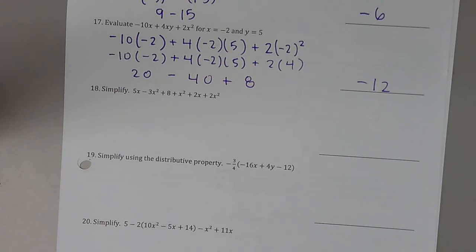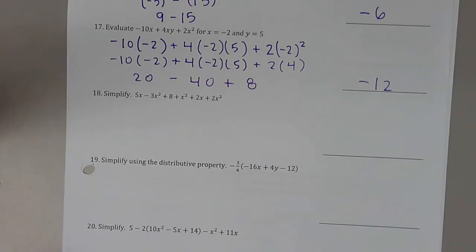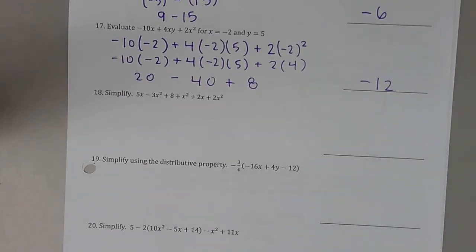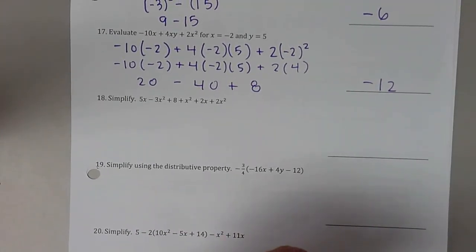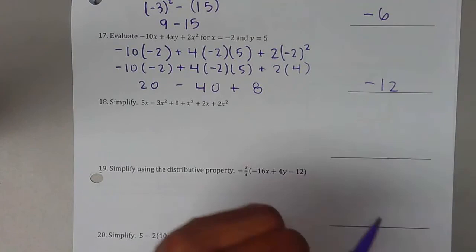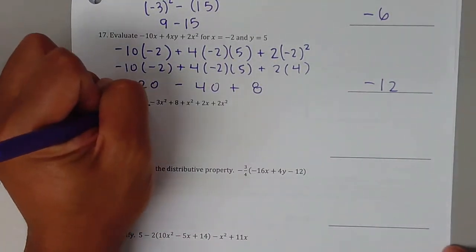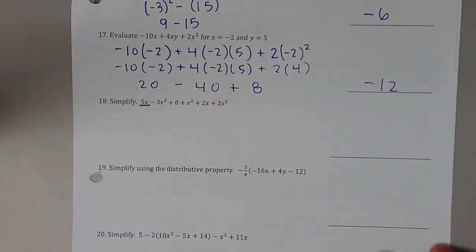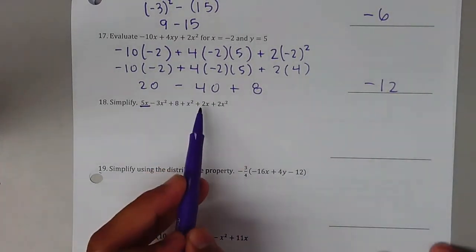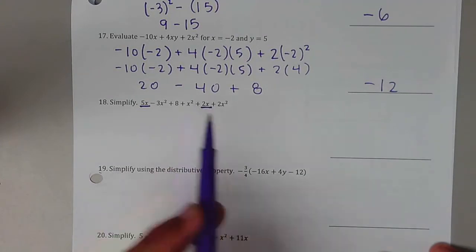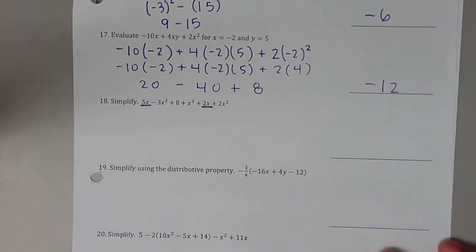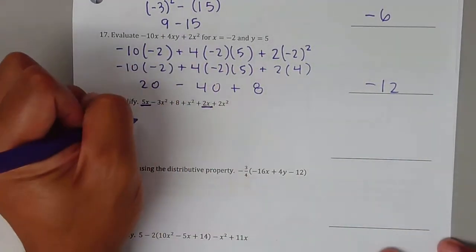Remember, we simplify by combining like terms. Just a reminder, combining like terms, we need two things. We need the same letter and the same exponent. So once again, just like I showed you in class, try to underline our terms, and we try to look for our like terms. What are our like terms? Well, this one has the same letter and technically the same exponent of 1. 5x plus 2x gives us 7x.